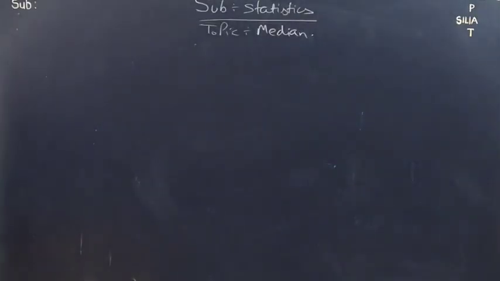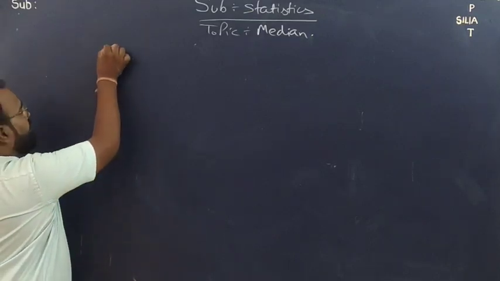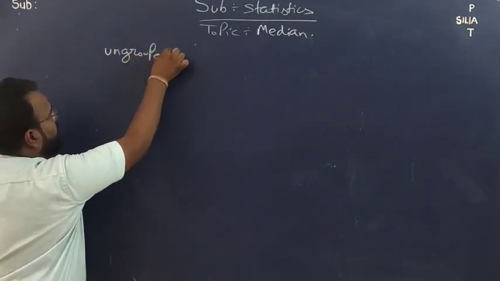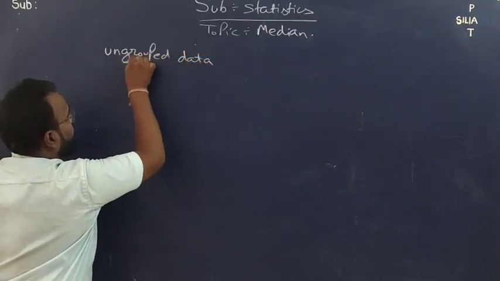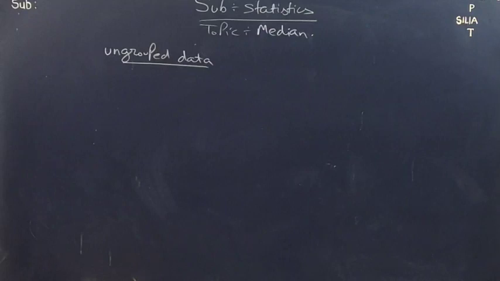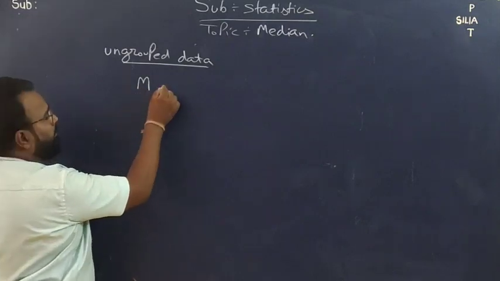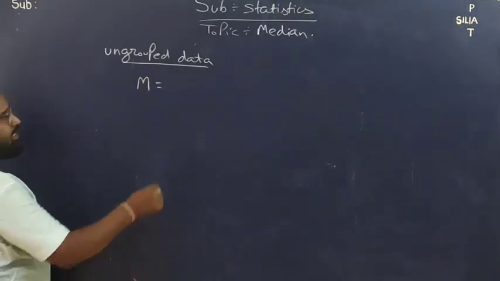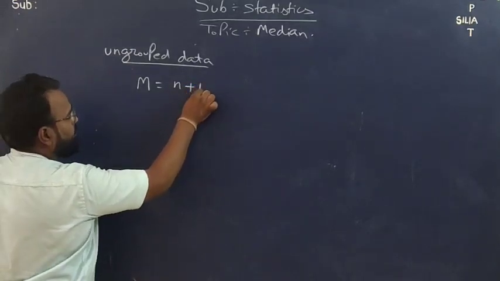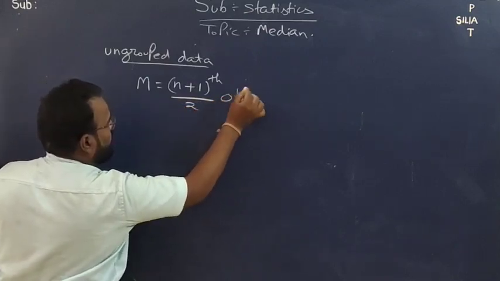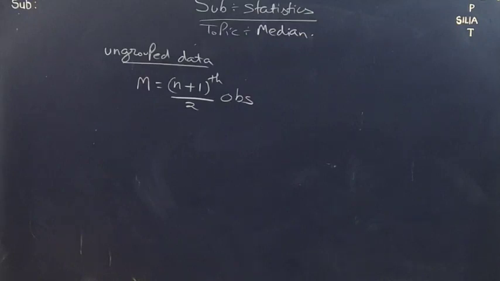So students, for the ungrouped data, that is simple numbers, the formula to find the median, the symbol for the median is M. So for the ungrouped data, the formula is n plus 1 observation upon 2. Okay, this is the formula for the ungrouped data.